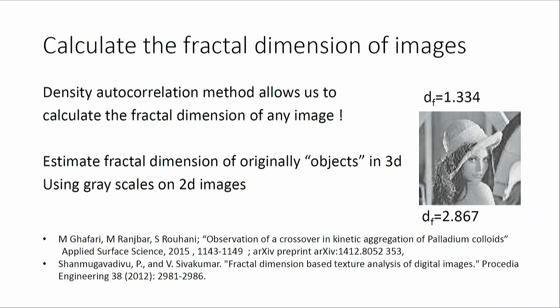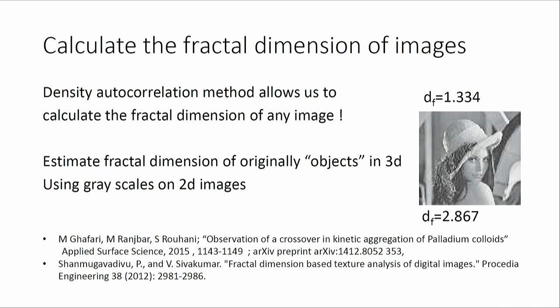However, you can further use this method to do something interesting, which we did for our paper here. Any two-dimensional image is really a photograph of a three-dimensional entity. You have an object somewhere, you took a photo, and the photo is two-dimensional. The question is, can you project back from the photo and calculate the fractal dimension of the three-dimensional entity? This you can do if you make assumptions about the shadowing.